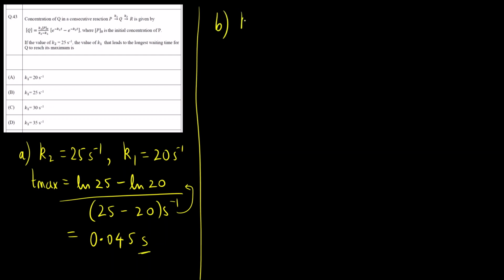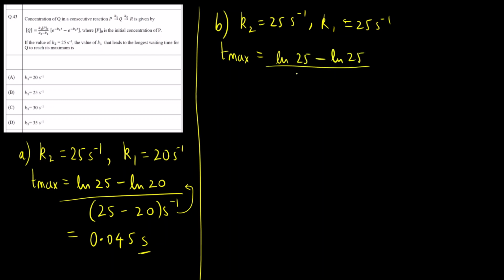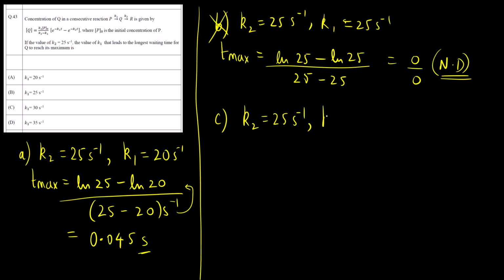Now B, again K2 is 25 second inverse and K1 is the same, that is 25 second inverse. This, if I substitute, Tmax is equal to ln of 25 minus ln of 25, divided by 25 minus 25. This is going to be 0 divided by 0. This we cannot solve, that is not defined, because 0 divided by 0 we cannot solve. So option B is incorrect. C option, K2 is equal to 25 second inverse, K1 is equal to 30 second inverse.